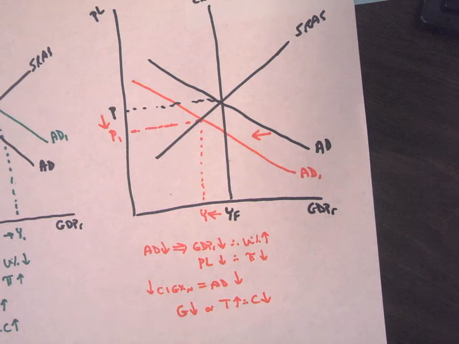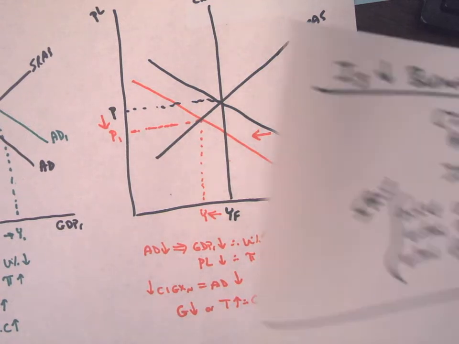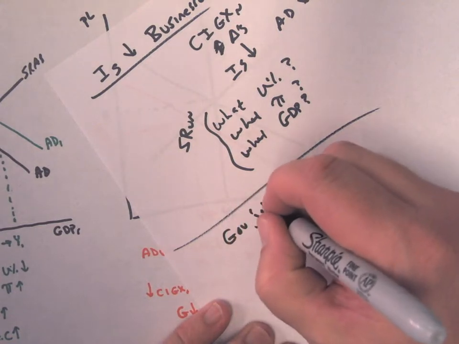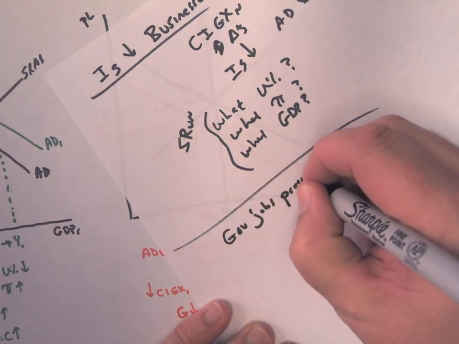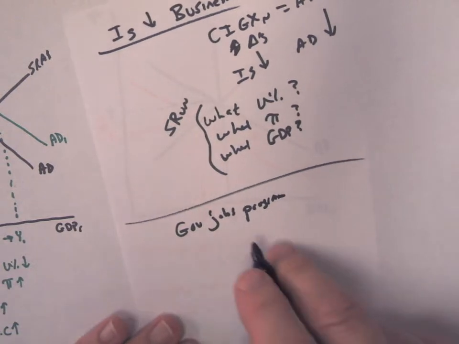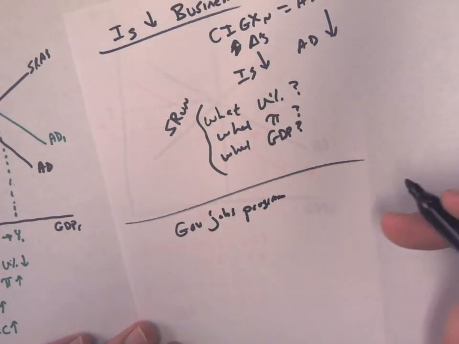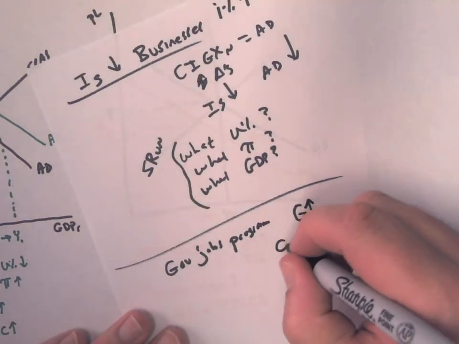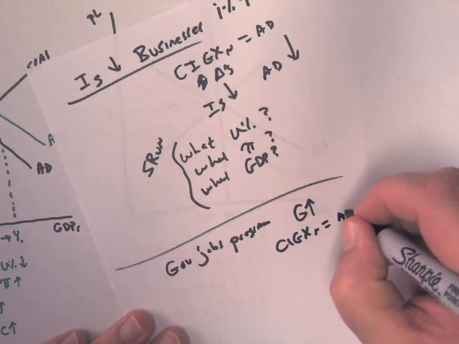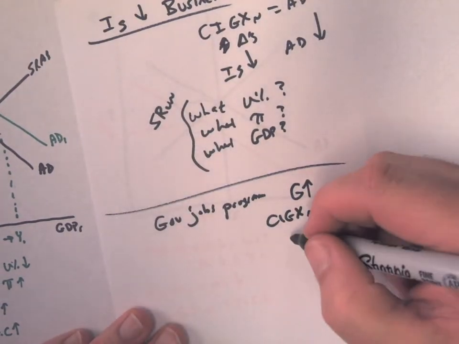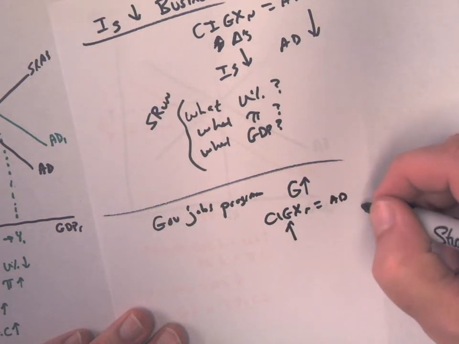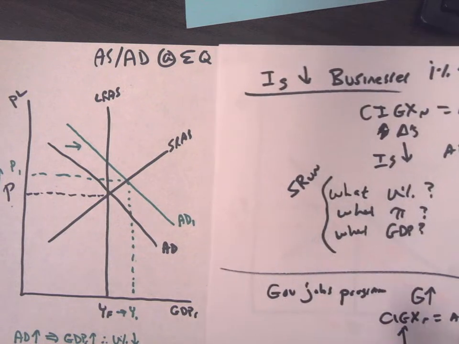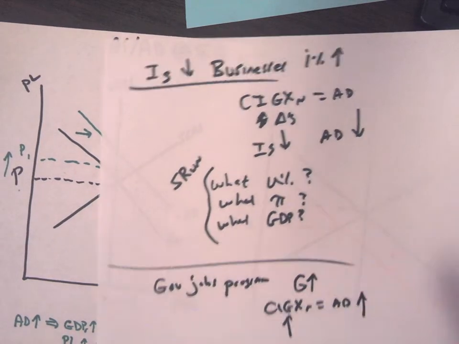The next one on the list, or my examples for today, what if we have a government jobs program? So the government enacts a jobs program, kind of like New Deal, something like that. I know that that's going to be government spending. So now we have Sig X again equals AD. So now I see that government spending increases, so aggregate demand is going to increase. Then what is going to happen? Same thing. In the short run, what happens to unemployment, inflation, GDP?